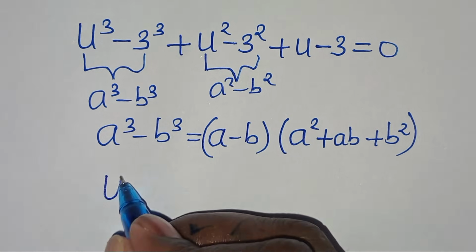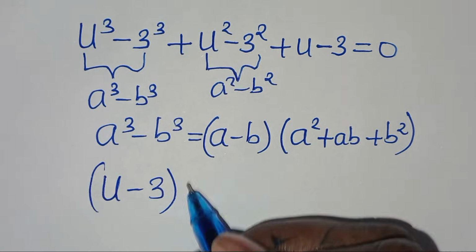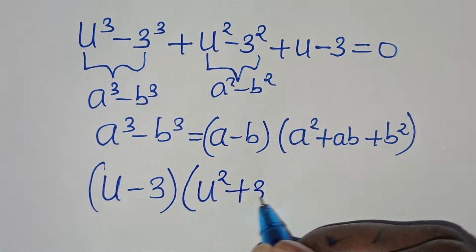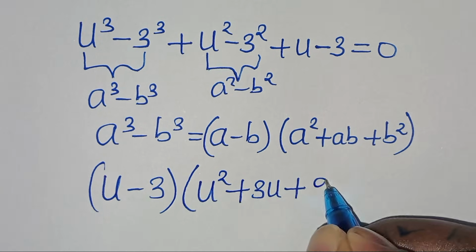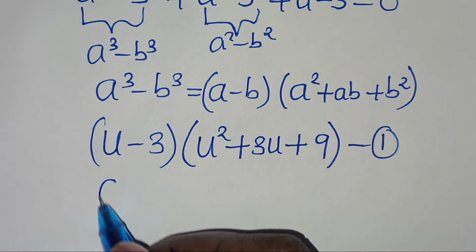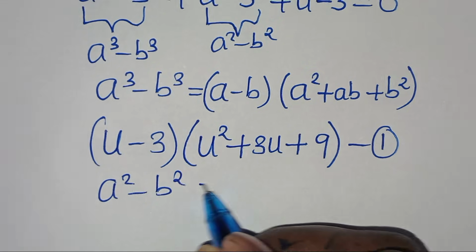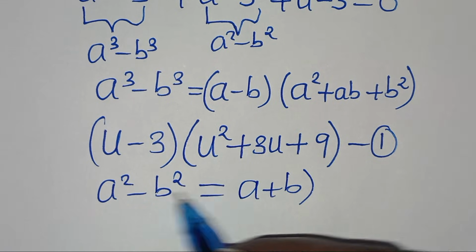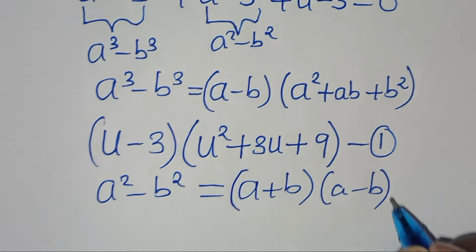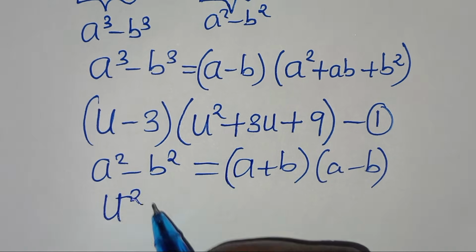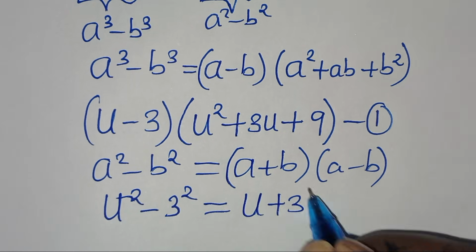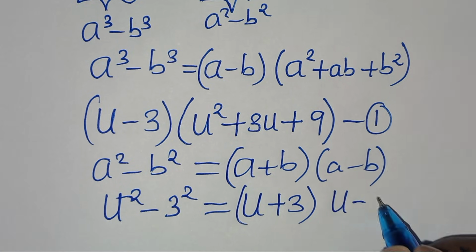then we have u minus 3 into the parentheses. This is u to the power of 2 plus 3 times u, which is 3u, then plus 3 squared, which is equal to 9. Let's call this equation 1. Then we have a squared minus b squared. This is the difference of two perfect squares that we can express as a plus b times a subtract b. So u to the power of 2 minus 3 to the power of 2. This is u plus 3 multiplied by u minus 3.